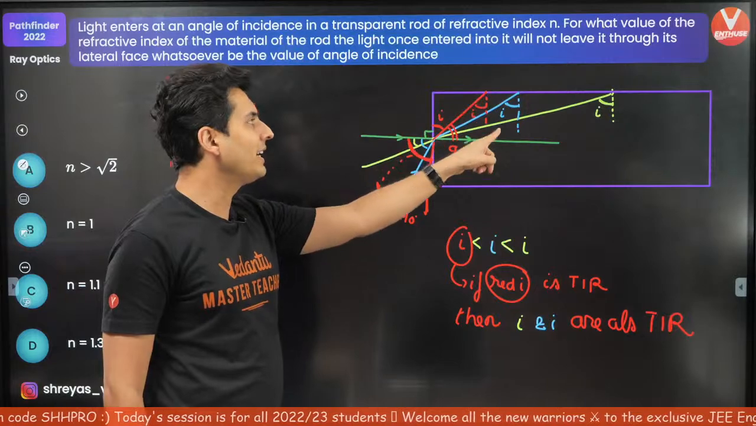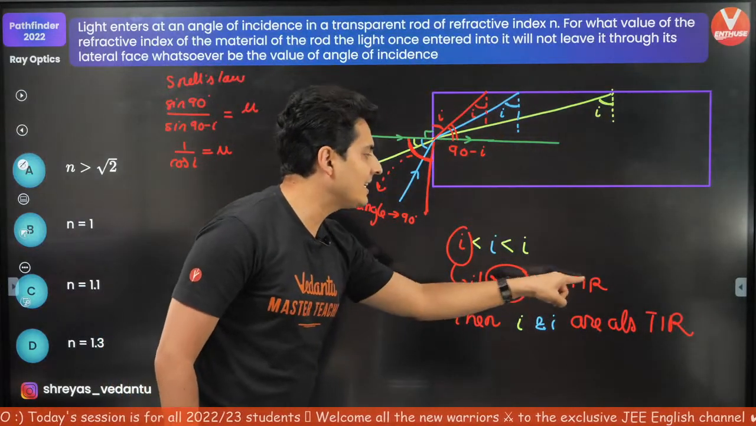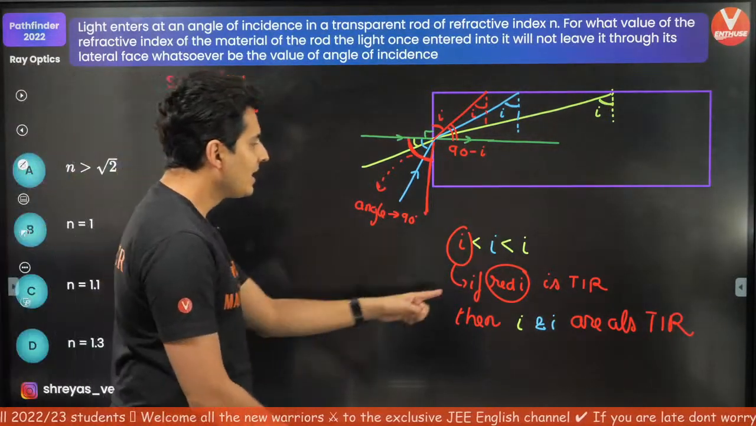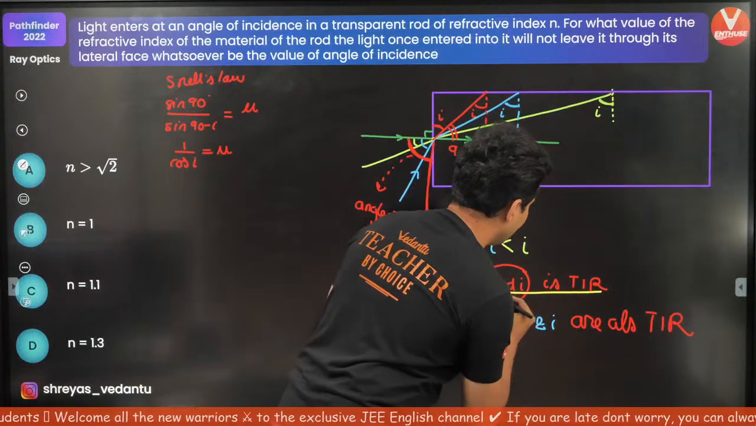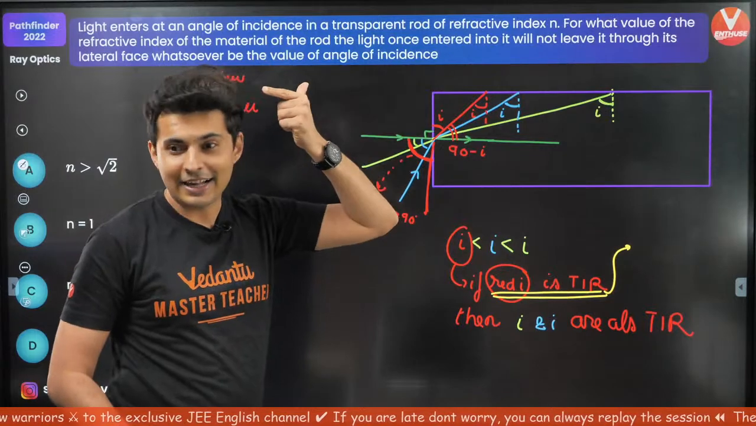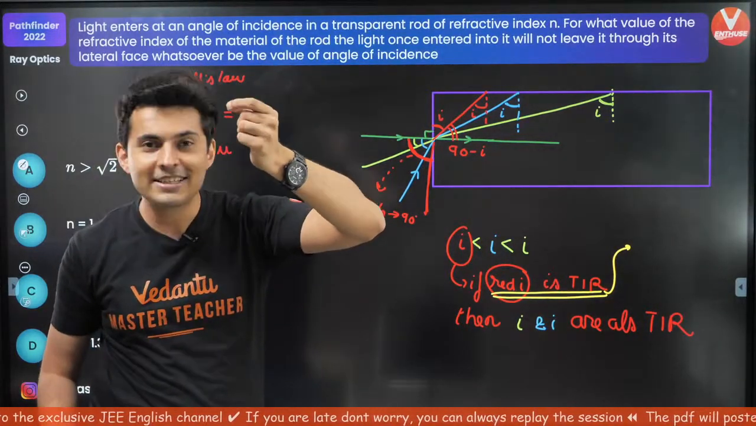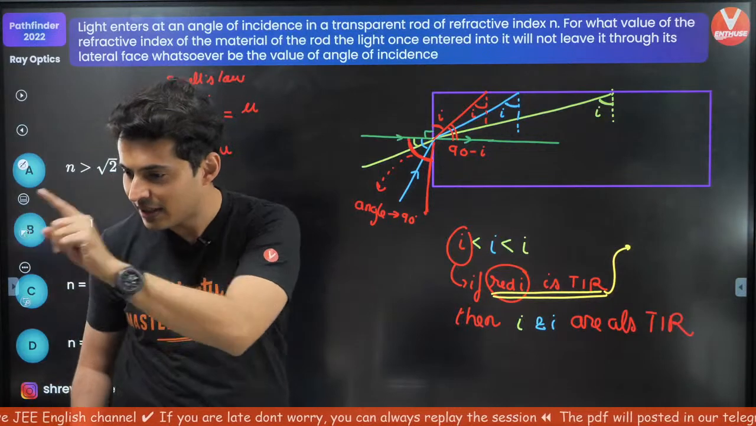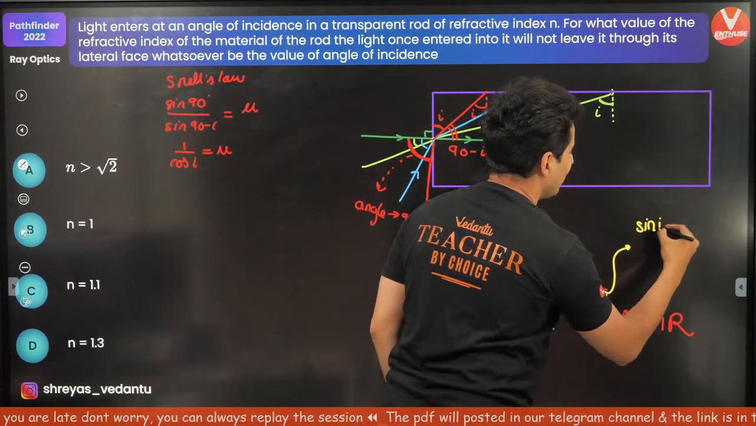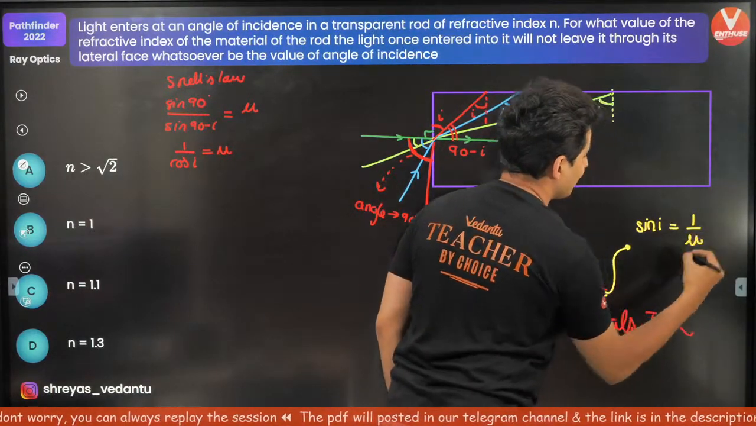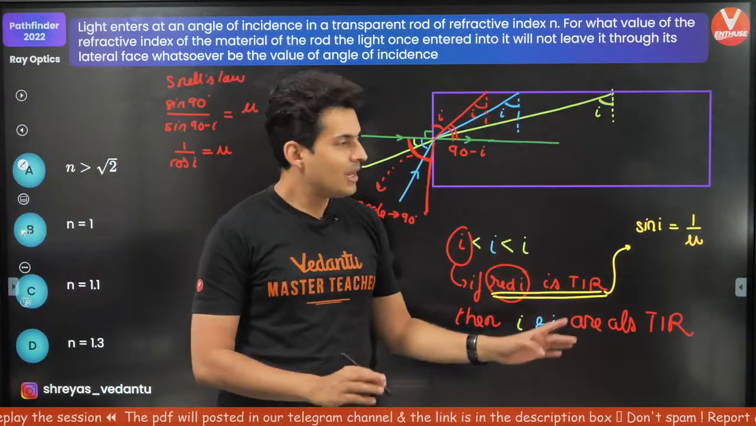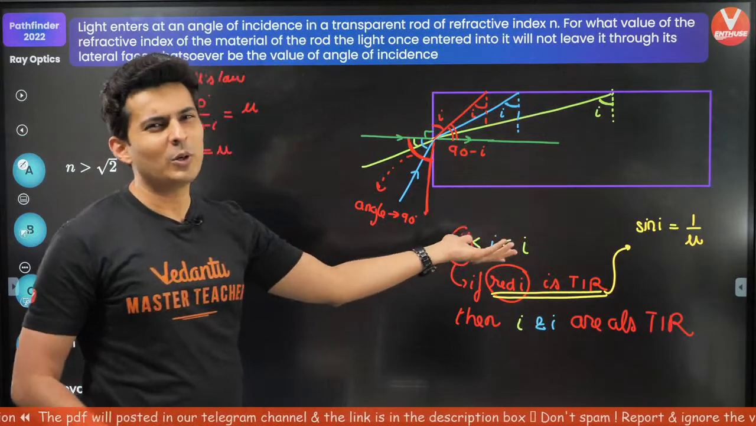This i will be the critical angle, because if red is getting totally internally reflected, this is the most important statement over here: if red is getting totally internally reflected, that means this red angle is the critical angle. Get it? Everybody getting this, my warriors? Let me know in the chat box. So basically sine i is 1 by mu. See if you follow this till this point. Everybody agrees?